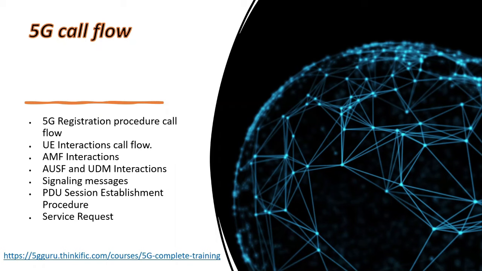Then we have 5G call flow. So in this, we'll go through UE registration with the 5G gNB and the 5G core network. Random access procedure and RRC connection setup procedure are also illustrated. So in short, the end-to-end call flow in this 5G call flow module.